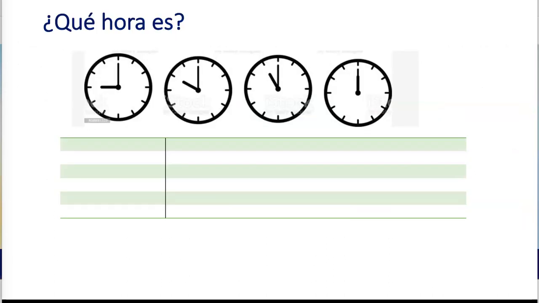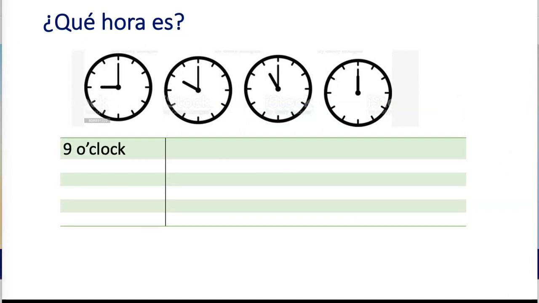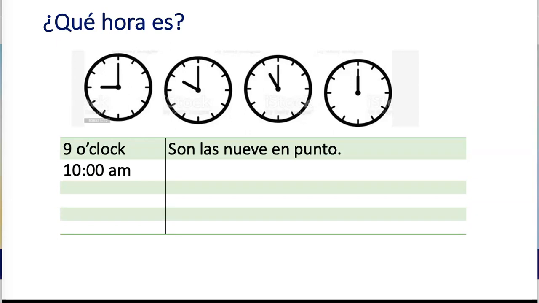Let's continue to practice together. The first clock, what time is that? If you said 9 o'clock, you'd be correct. And in Spanish, how would we translate that? Son las 9 en punto. What about the next clock? In English, what time would it be? Let's say 10 a.m. How would we translate that? Son las 10 de la mañana.